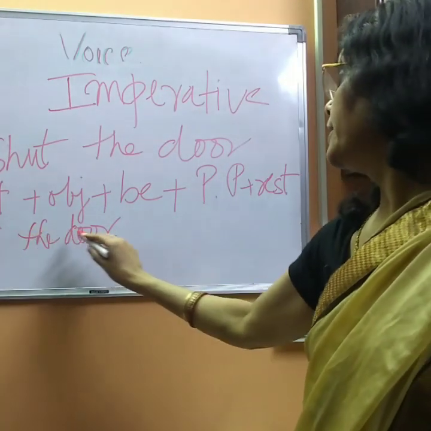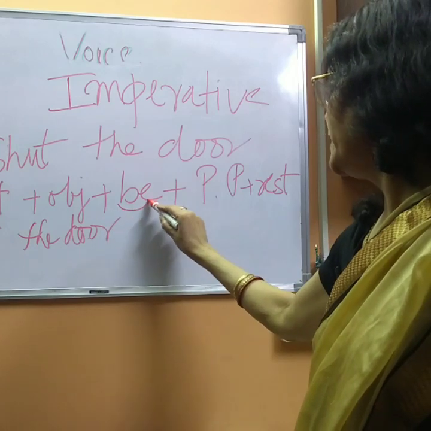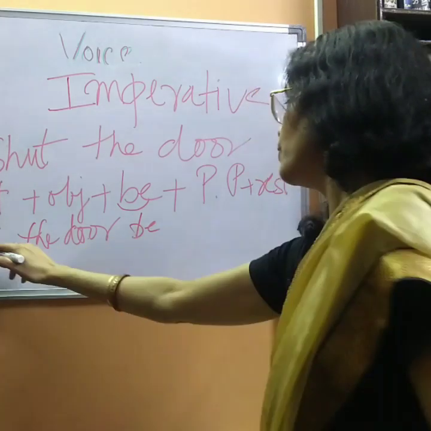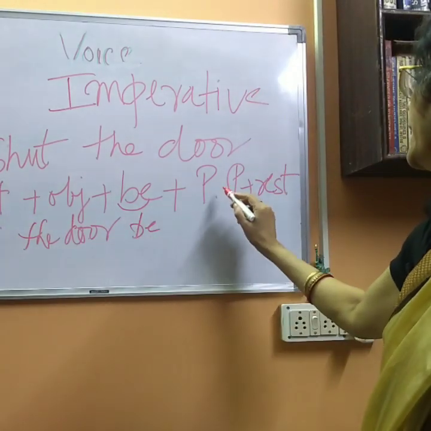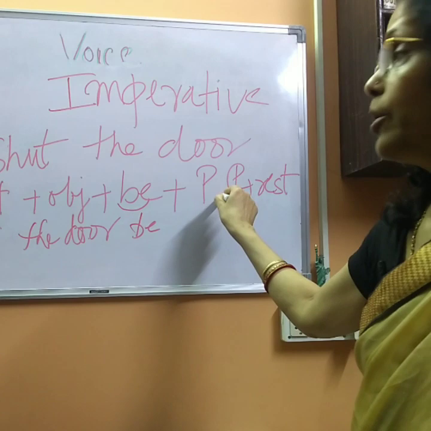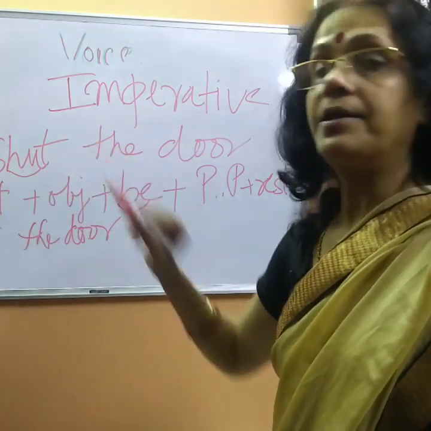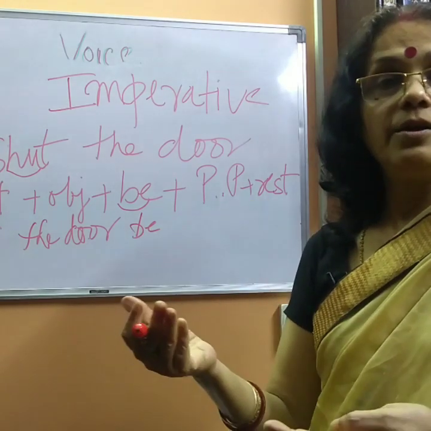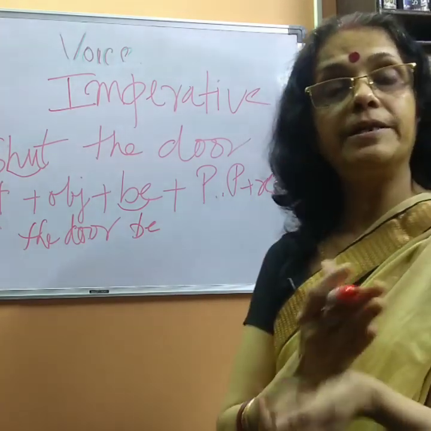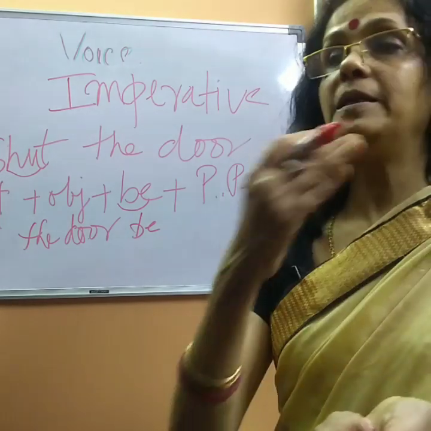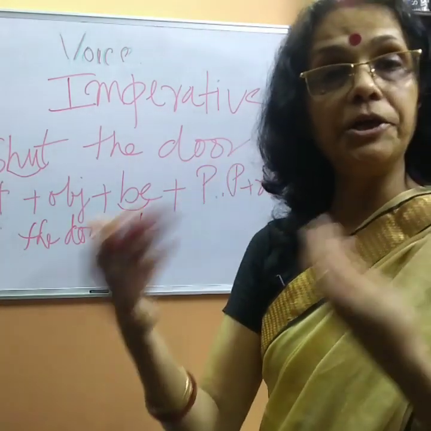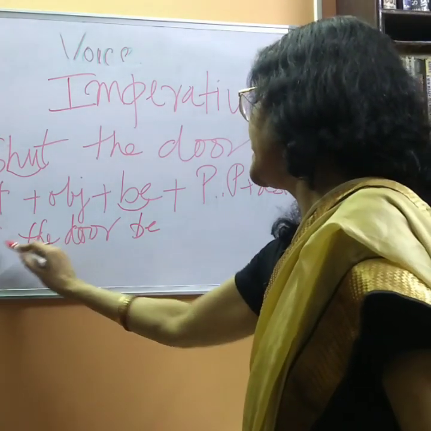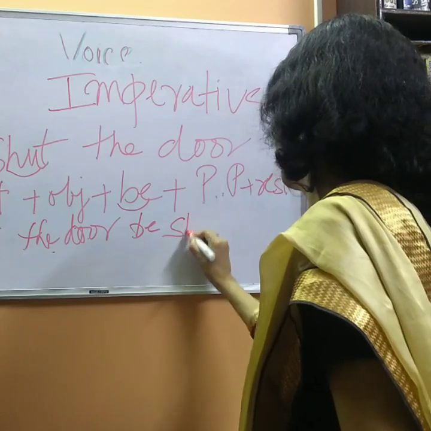So let the door. Now we are supposed to bring the be verb. So let's put a be here. So let the door be, and then pp means the past participle form of the verb. The verb was shut. So it will be shut, shut, shut. We know shut remains the same in its past tense as well as the past participle, like cut, cut, cut. We cannot say shutted or cutted. It remains the same. So your answer will be let the door be shut.